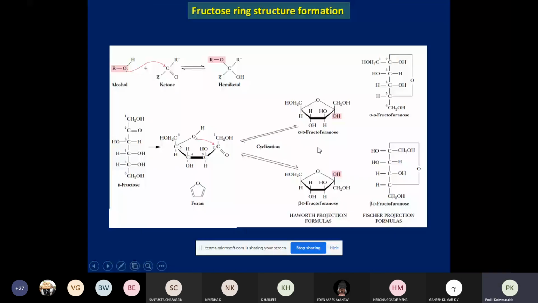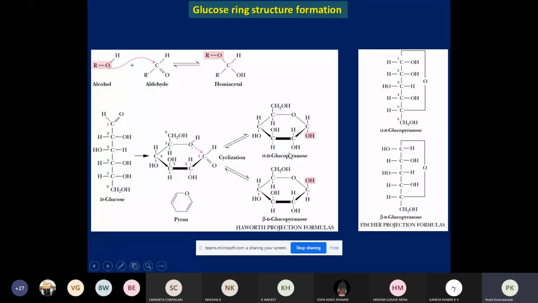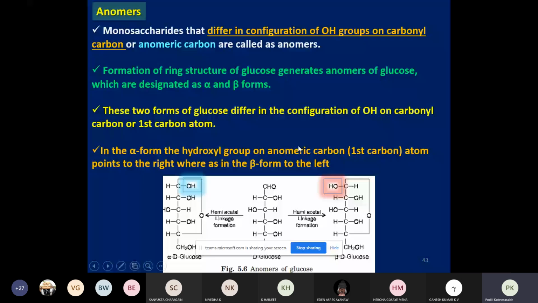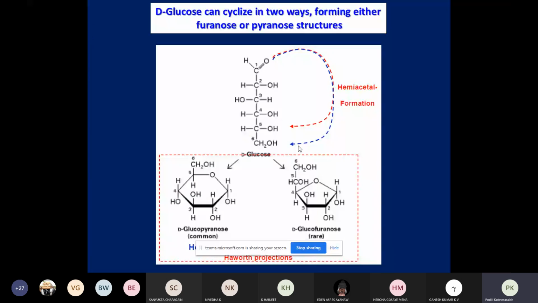In cyclization, if the hydroxyl group is present on the down side, then it is alpha; if it is up, it is beta. If these two sugars differ in their configuration only at carbon 1, also known as the anomeric carbon, they are anomers. The anomeric carbon is the hemiacetal carbon, and this linkage is known as the hemiacetal linkage. So alpha D glucose and beta D glucose are anomers because they differ from one another only at the anomeric carbon.